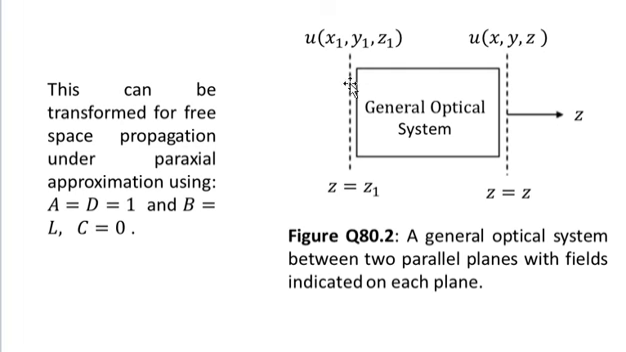You can see that we have these two planes shown in dotted. These two are planes parallel to each other and contain a general optical system. And of course the separation between the two dotted planes is represented by capital L. The caption of figure 2 is: a general optical system between two parallel planes with fields indicated on each plane.